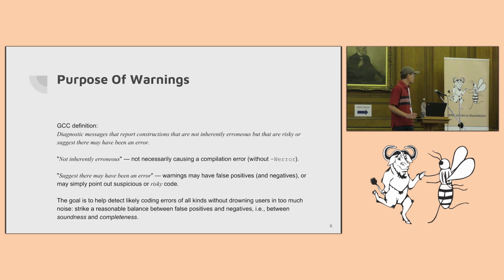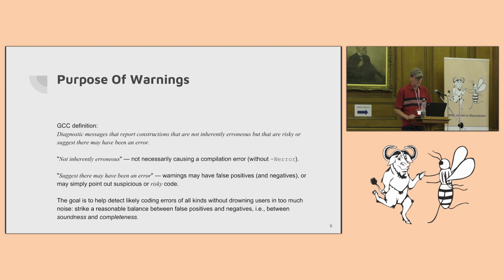So with that as a background, the purpose of warnings in GCC: when you look up the definition of a GCC warning, it's defined as a diagnostic message that reports constructions that are not inherently erroneous, but that are risky or suggest there may have been an error. So the definition of a GCC warning is that it doesn't warrant issuing a compilation error without -Werror. The language may not permit it or doesn't call for an error.